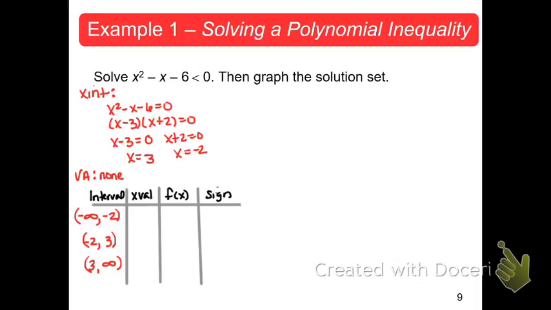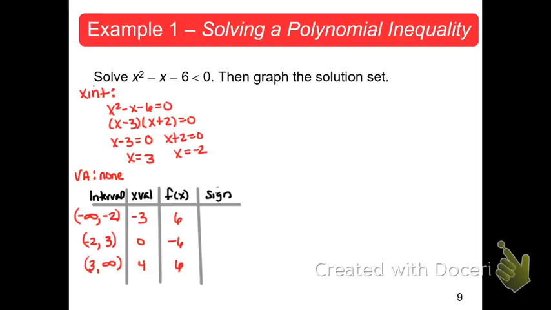So then we have to pick an x value that's in each interval. So we said we're going to pick negative 3, and we might pick 0 and 4. Then next, we're going to plug those into our function up at the top, the x squared minus x minus 6, and I want to know what is that function value, the f of x value, the y value. So let's do that real quick here. Okay, so when we plug them in, we see we've got 6 for negative 3, negative 6 for 0, and positive 6 for 4.